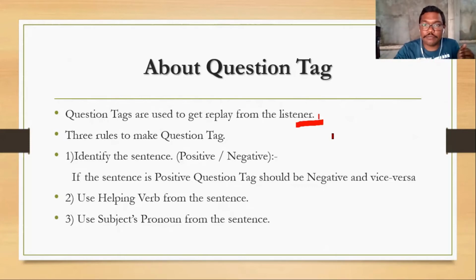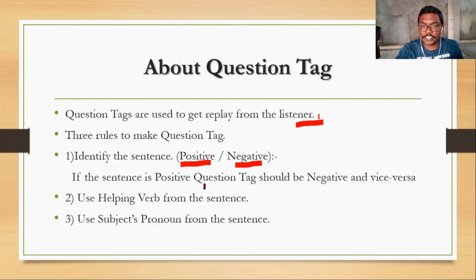In order to frame these question tags, we have to know three rules. Remember, very important. So what are those three rules? The first rule is to identify the sentence. Identify means you just have to understand whether the given sentence is positive or negative. Whatever sentence we are writing, listening to or speaking, you have to understand first whether it is positive or negative.